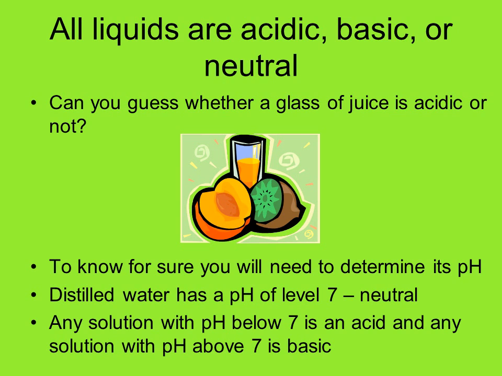All liquids are considered acidic, basic, or neutral. Can you guess whether a glass of juice is acidic or not? To know for sure, you will need to determine its pH. Distilled water has a pH of 7, which is considered neutral, and any solution with a pH below 7 is an acid, and any solution with a pH above 7 is considered basic.